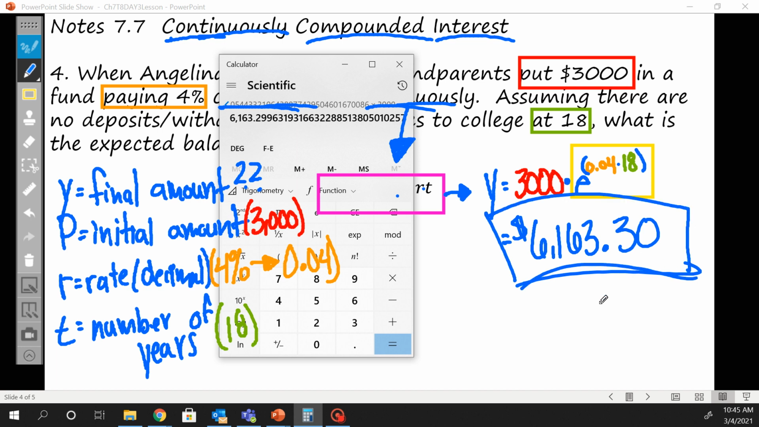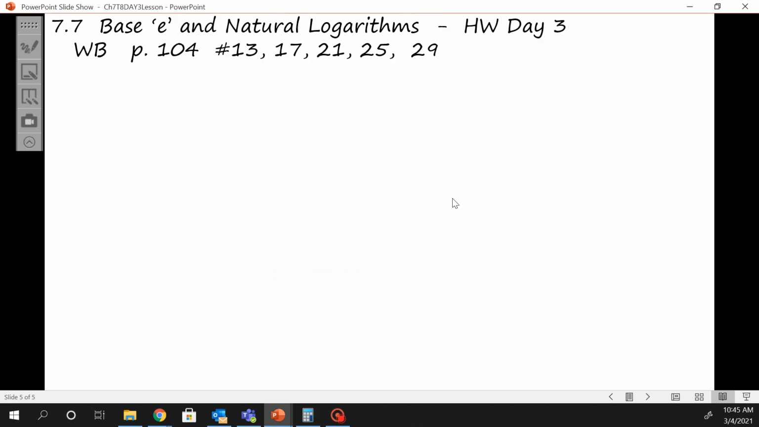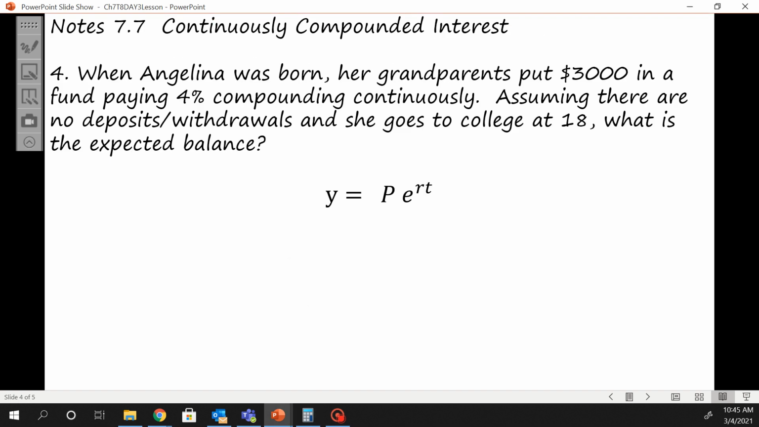Not bad. If she kept it in a bank account that wasn't compounding interest, she would still have $3,000. So compounding interest can be a good thing. All right, and that's it for this lesson.